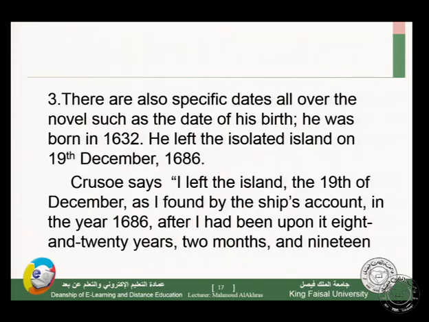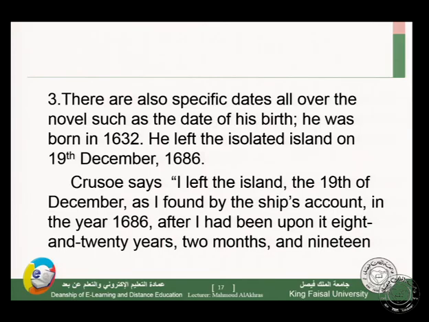There are also specific dates all over the novel, such as the date of his birth. He was born in 1632. He left the isolated island on 19th December 1686. We have a specific date. So we can sense the importance and the realistic use of date.